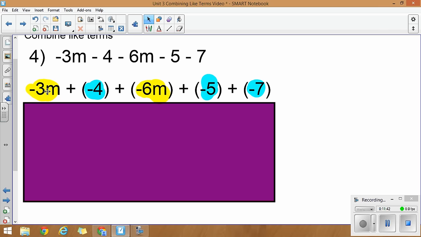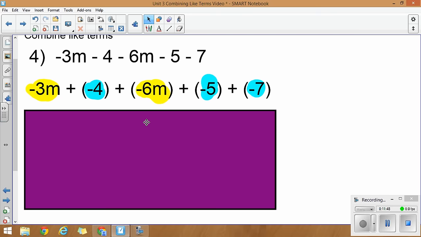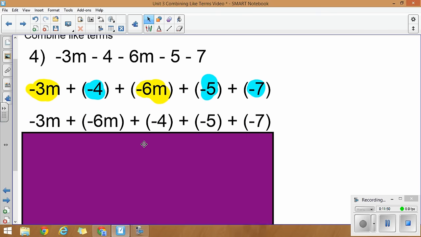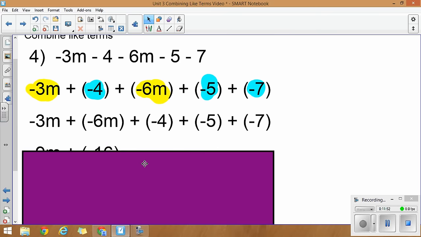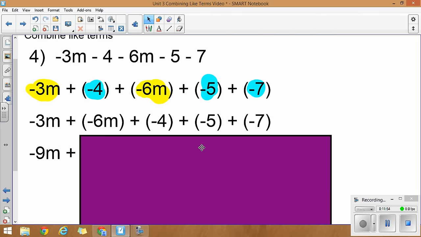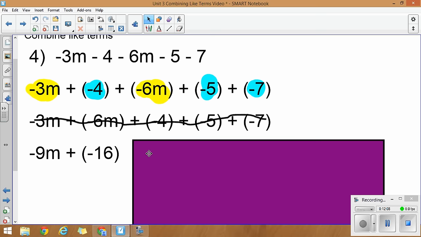So I'm going to take the two yellows and I'm going to add them. Negative 3m plus negative 6m. You can skip that next line if you wish, is negative 9m. And now I'm going to take the blue and I'm going to take a look at negative 4 plus negative 5 plus negative 7. And since they're all negatives, they're like signs, I'm going to add them up and get negative 16.